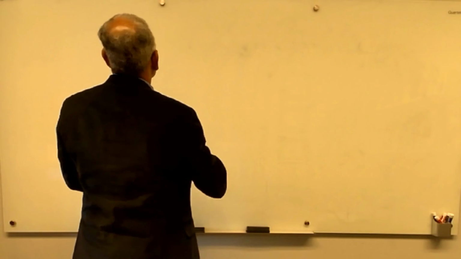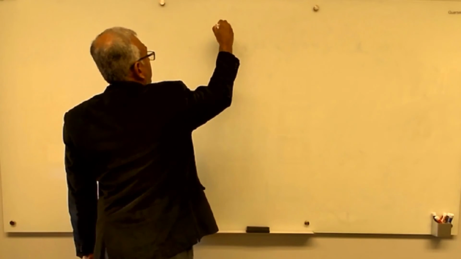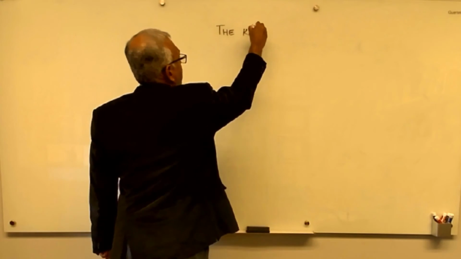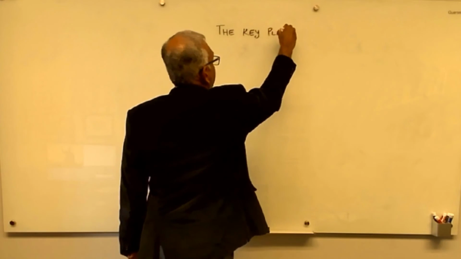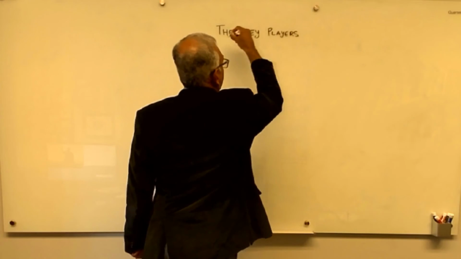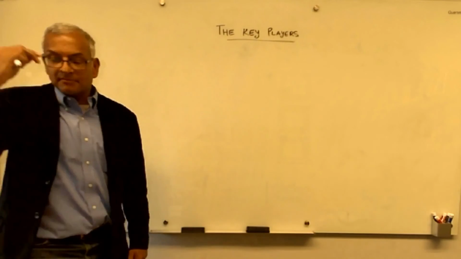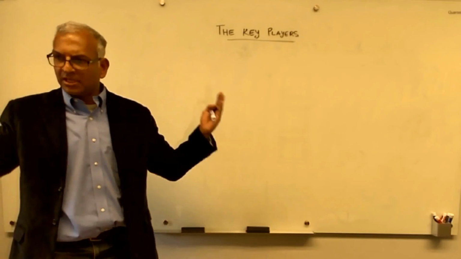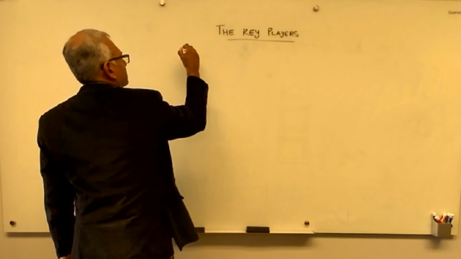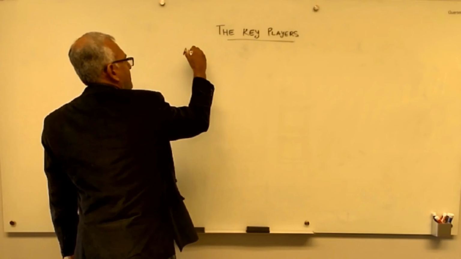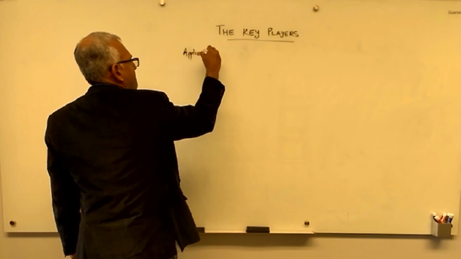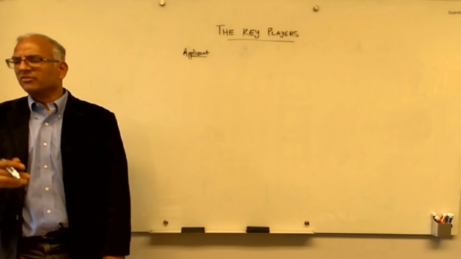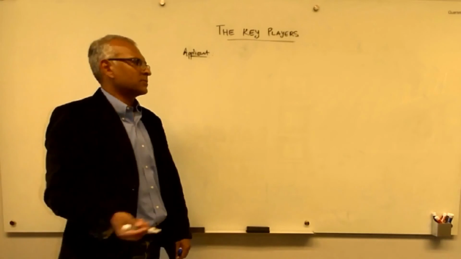So, the key players. And always have in mind the credit card example. So let's begin with the application. You have a person who applies, so an applicant. Well, we can't capture everything about an applicant. So there are certain things that we capture about the applicant.